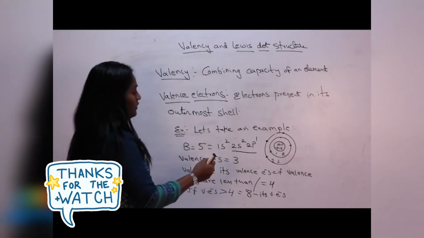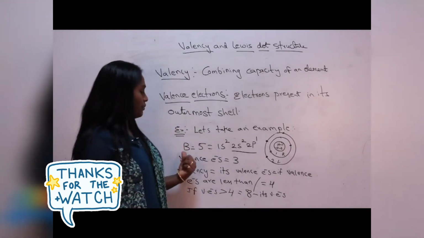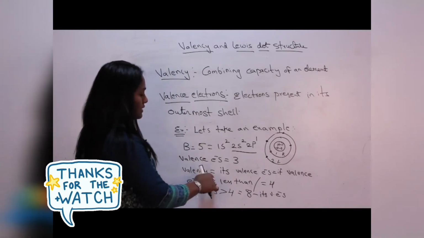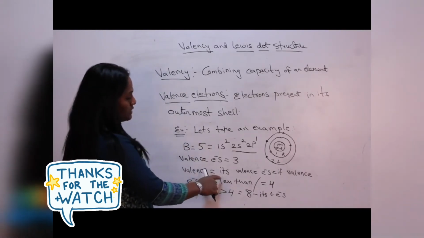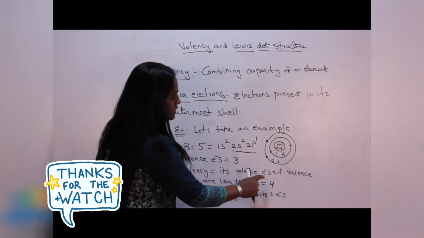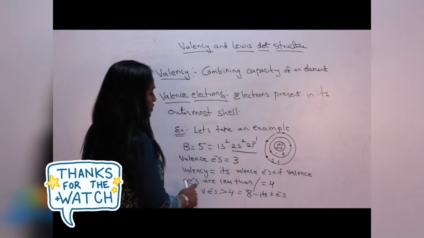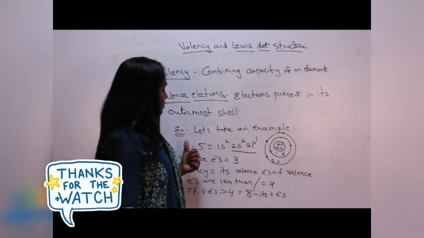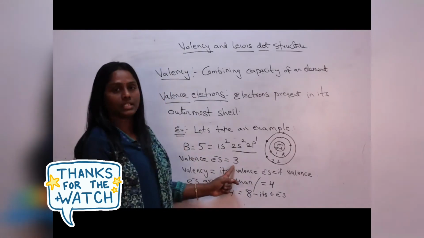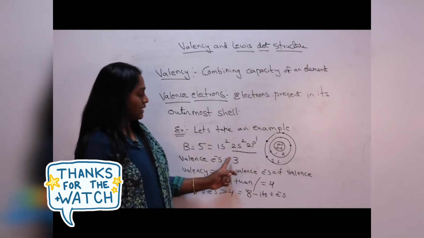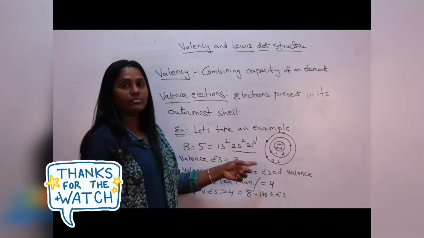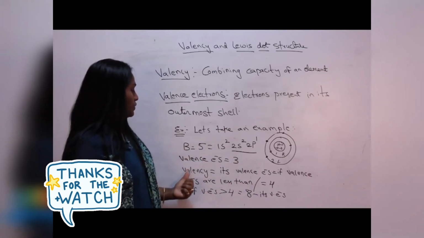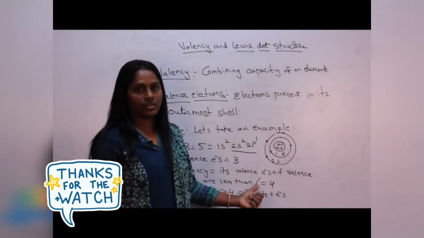And then if I want to find out the valency of boron, the formula is: valency is equal to its valence electrons, if valence electrons are less than 4. Now count for boron, valence electrons are 3. That means this number is less than 4. Then its valency is equal to its valence electrons.